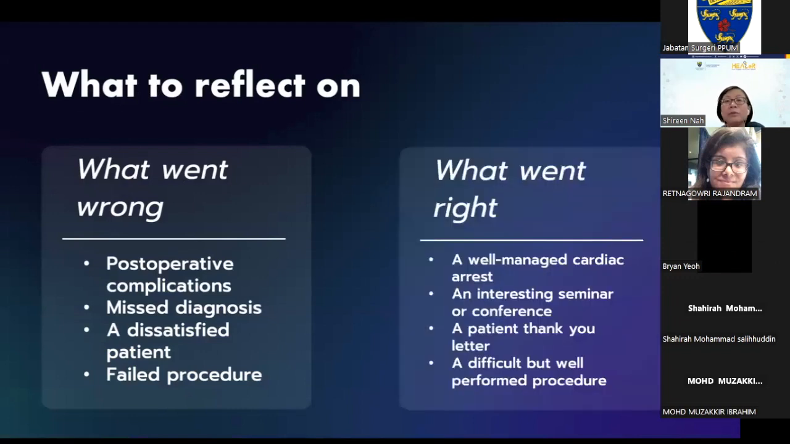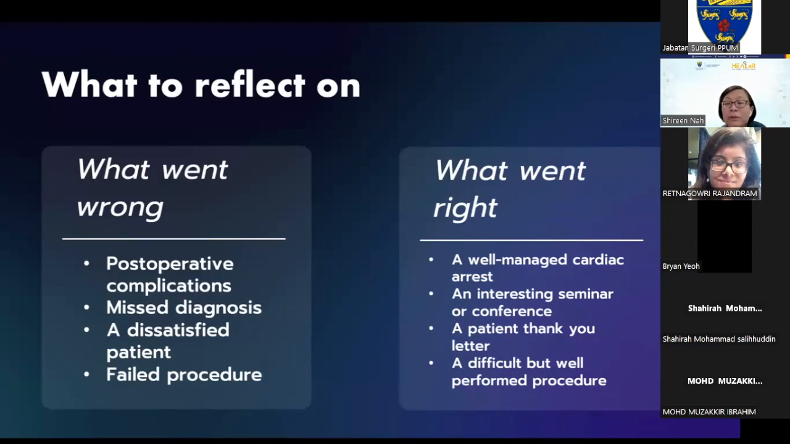Importantly, you should also reflect on what went right. For example, you managed a cardiac arrest very well, or there was an interesting seminar or conference that you helped to organize, or you spoke at and which received very good feedback. Yeah? Or a patient thank you letter. That's always very nice to read.